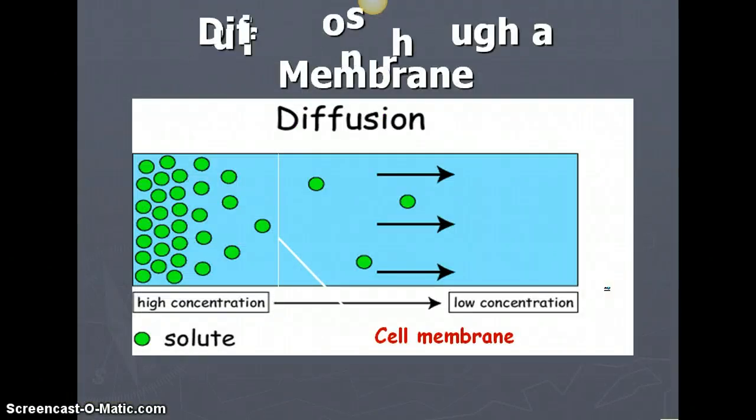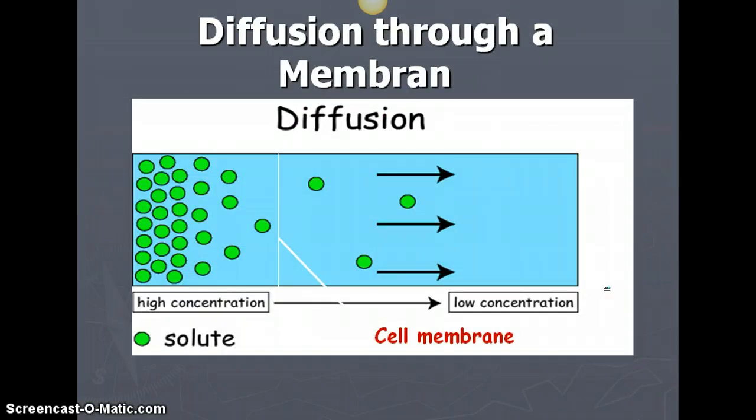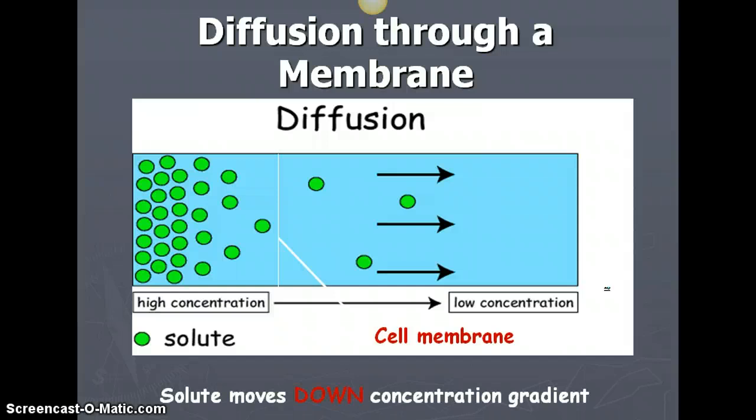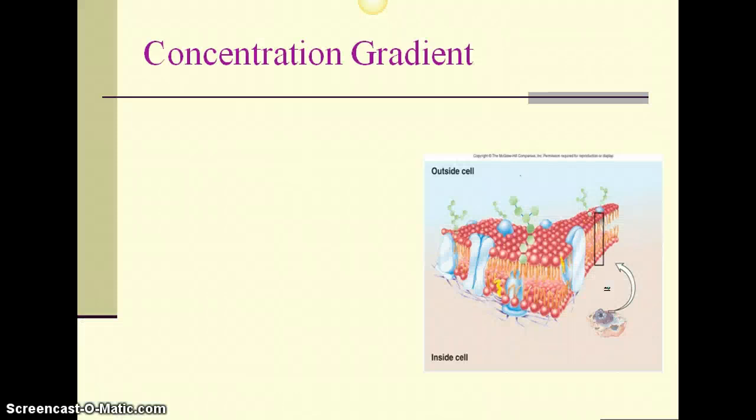Okay, so here's an example. We have high concentration to low concentration. The solute is what is being dissolved in the water or fluid, whatever it might be. And the cell membrane is that white line there. And all of the movement happens because of kinetic energy. So again, the solute moves down the concentration gradient from high to low.